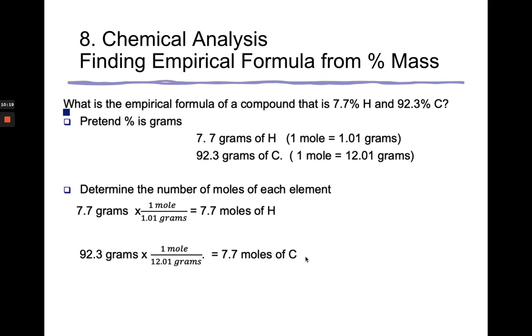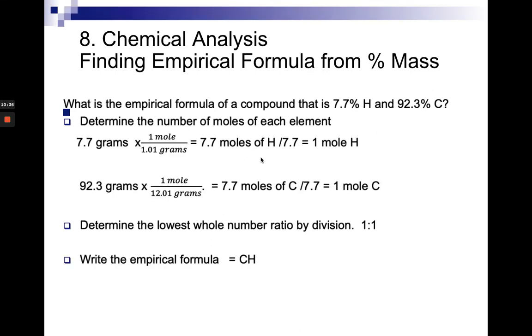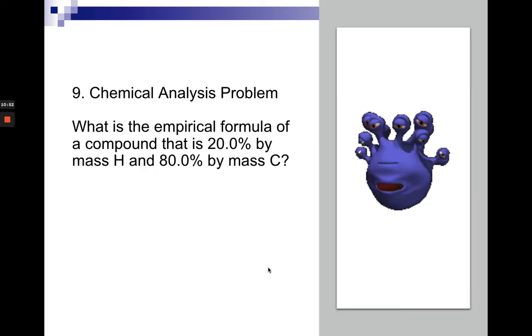Now the next step here is just to take this 7.7 and divide each one. We're going to basically normalize it, make sure that it's a 1-to-1 ratio. So in this case, it doesn't matter which one we do. We usually take the lowest one and see if we can see the ratio. This time we're going to divide each of these by 7.7 to see that the ratio here is 1 mole of hydrogen to 1 mole of carbon. And the lowest ratio between the carbon and the hydrogen is 1-to-1, so our empirical formula is just 1-to-1, or CH. Okay? Let's try one other one.